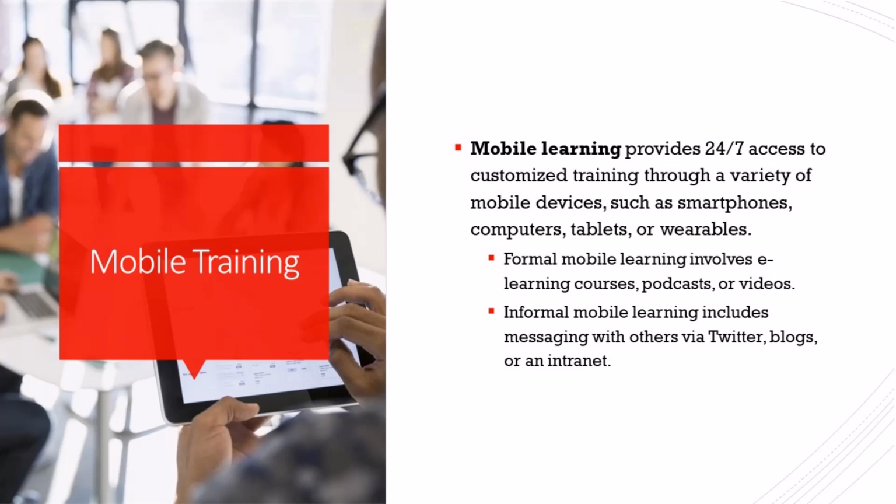Mobile learning can involve both formal and informal learning. Formal learning occurs through e-learning courses, podcasts, videos. Informal learning occurs through communication with other people via email, social media, the company's intranet, or some other online medium. Some companies even have entire apps designed just for mobile learning.